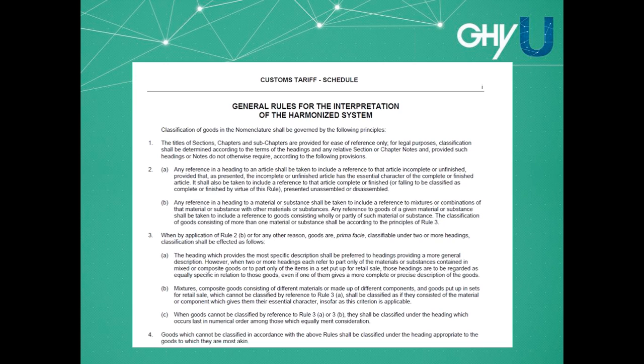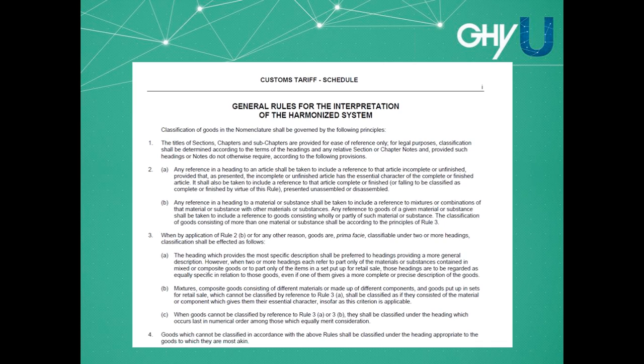So finally, 3(c): when goods cannot be classified by reference to 3(a) or 3(b), they shall be classified under the heading which occurs last in numerical order among those which equally merit consideration. So it goes last in numerical order, or last in the customs tariff. For example, a belt made out of 50% leather and 50% textile would be classified under 6217.